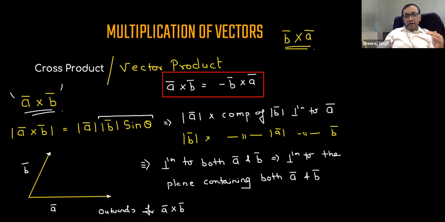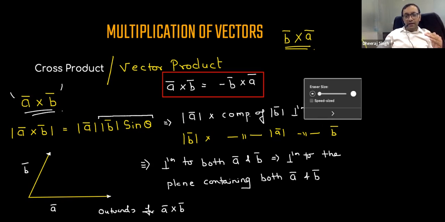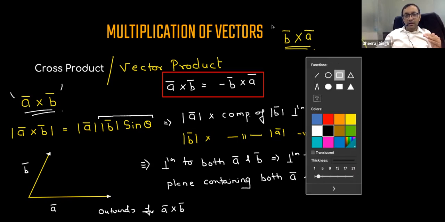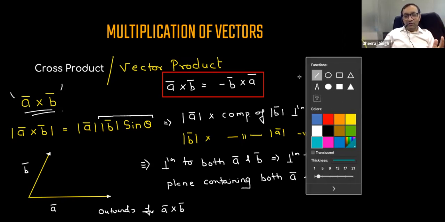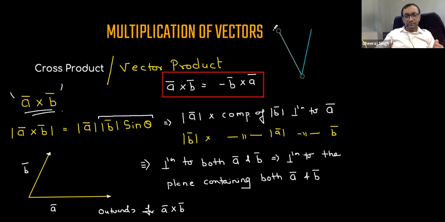Let us take one final example, and then I will leave you for the day. Somebody else will start teaching you after 15 minutes. Hold on. So let us say this is the situation. This is the A vector, this is the B vector. Tell me the direction of A cross B, where it will be. Inward or outward? A cross B.